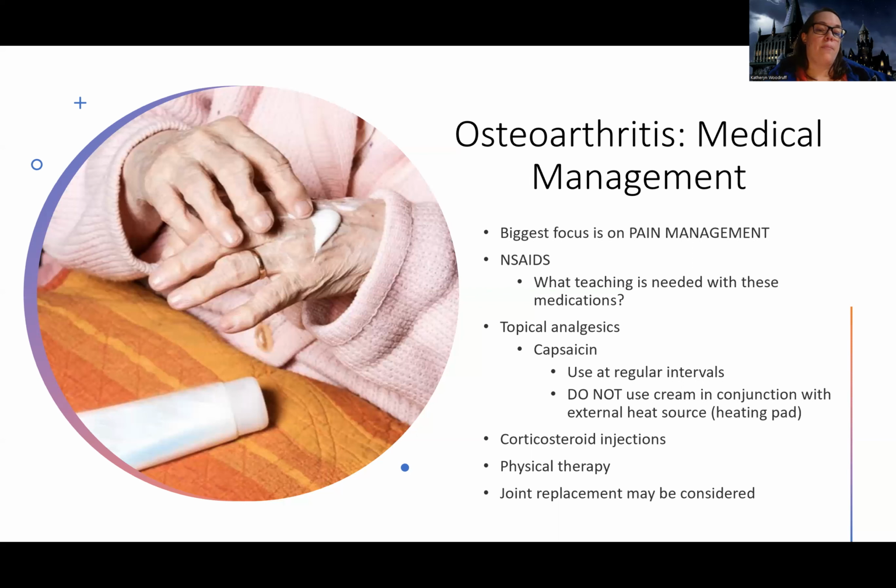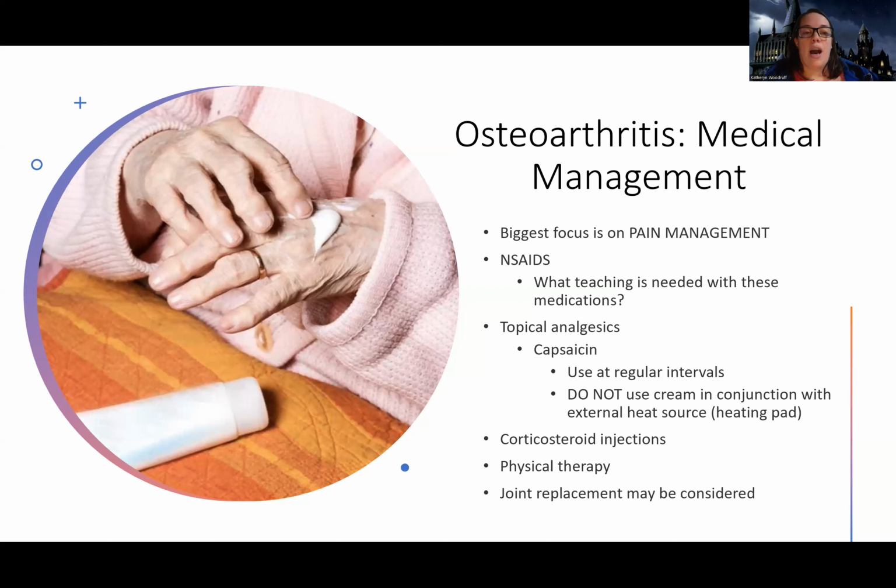But another thing to consider with capsaicin is that some people apply this cream and then want to use other alternative pain management, like heating pads. If you put Icy Hot or the capsaicin on and then apply a heating pad, you can end up getting yourself a straight shot to an acute burn. It is not something you want to get involved in. So definitely be super cautious and make sure they know not to use those together at the same time. It's not that they can never use a heating pad, but they shouldn't put the capsaicin on and then put a heating pad on.